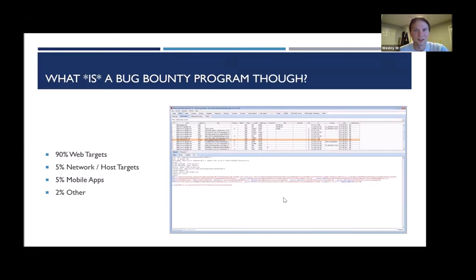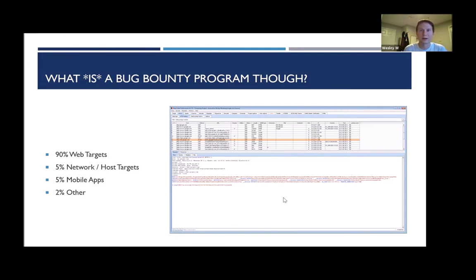So what is a bounty program, though? I mean, I've talked about it a bunch, but what does it actually look like in the real world? I thought the right image for this would just be a picture of Burp Suite. The important thing to think about when it comes to bounty programs depends whether you've got any background in security first or if you're still kind of new to all of it.